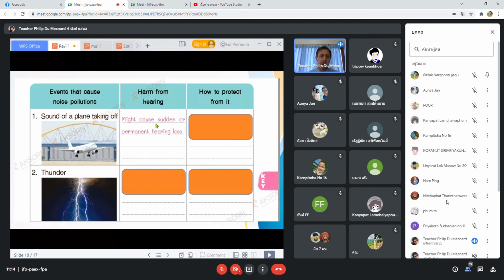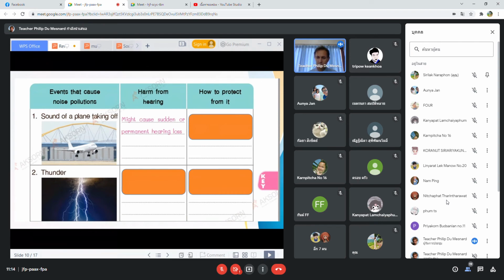So the first one is the sound of the airplane taking off. It's very, very loud. Actually, it's almost the loudest sound that we have. So how can you protect your ears? Class, does someone have an idea? How can you protect your ears from the sound of the airplane?